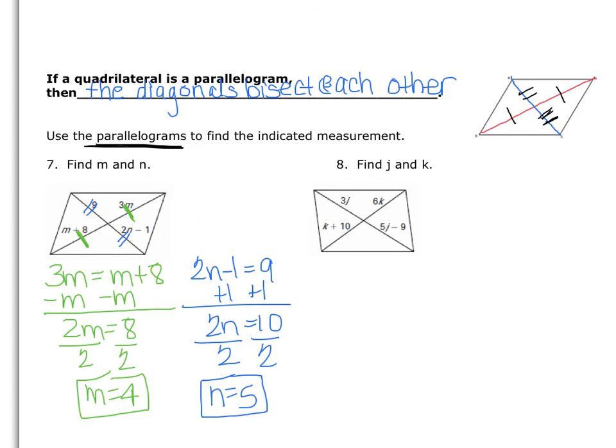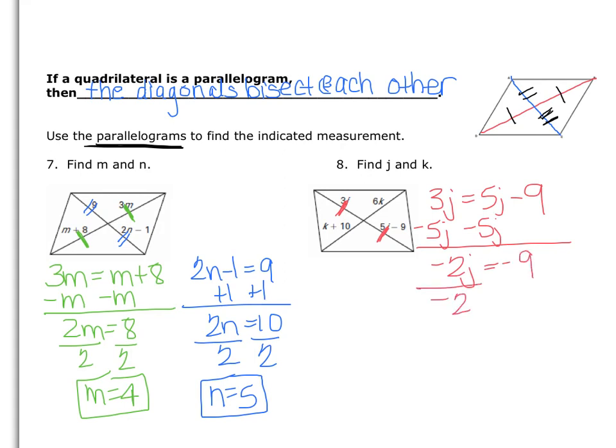Okay. This expression 3j here, what can I relate it to? I can relate it to this one because the diagonals of every parallelogram bisect each other. So let's solve. Yeah, we're going to get a little bit of a decimal here. That's all right. Divide by -2. So your j should be 4.5. Alrighty, and k plus 10, that expression, I can set that equal to this one because diagonals bisect each other.